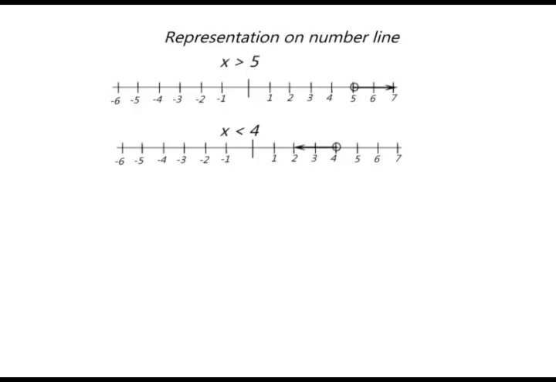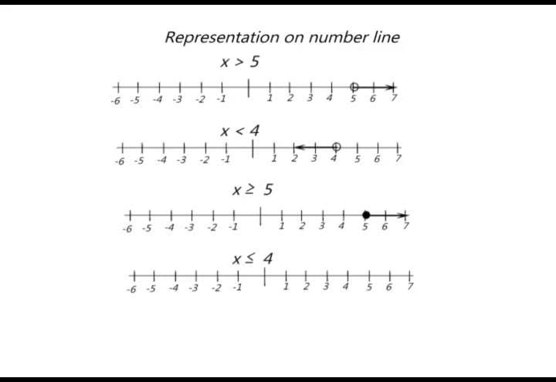Now consider x greater or equal to 5. This means that x includes all numbers from 5 and more. 5 is also part of the solution. So when we circle that, we also shade it to indicate that it is part of the solution. For x less than 4, it is represented like this. Now for these inequalities, the possible solutions are unlimited.